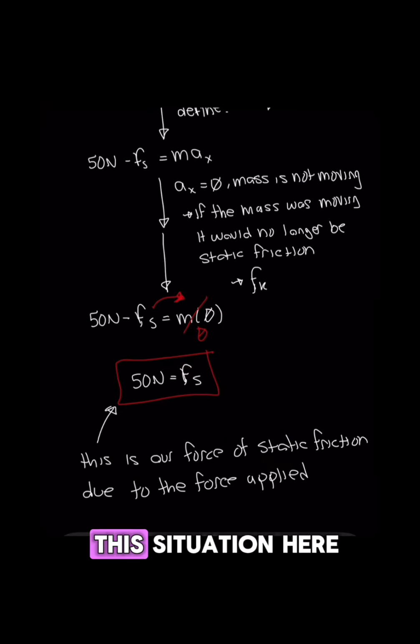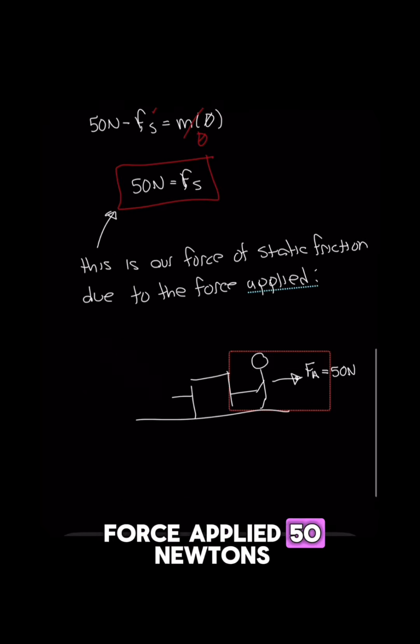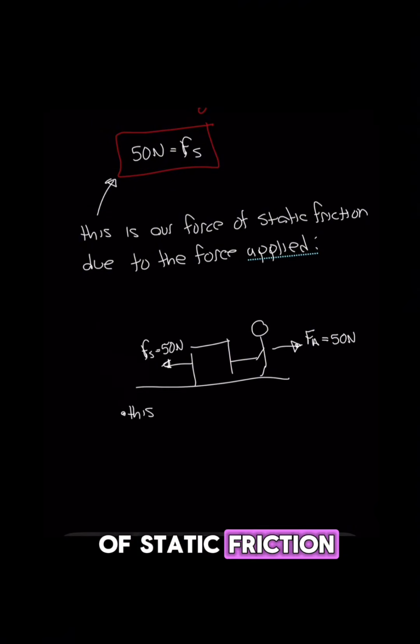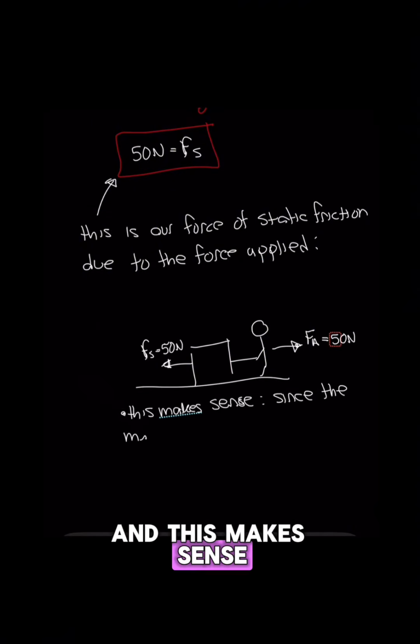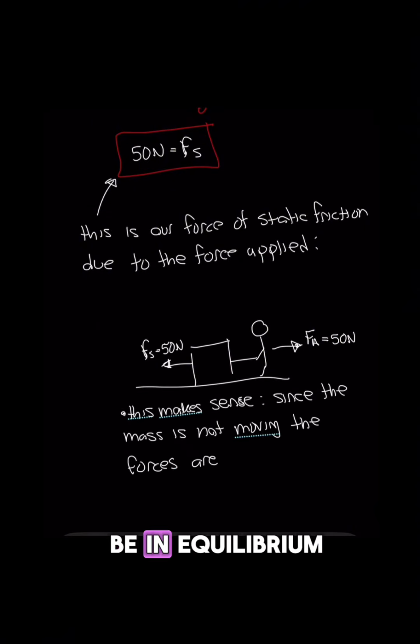We can draw this situation here, so we have our force applied, 50 newtons, and then the force of static friction, which is also 50 newtons, and this makes sense. Since the mass is not moving, the forces have to be in equilibrium.